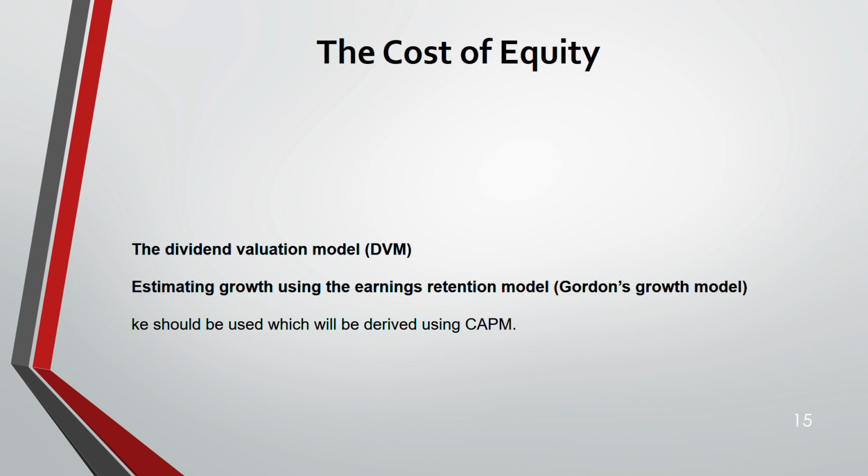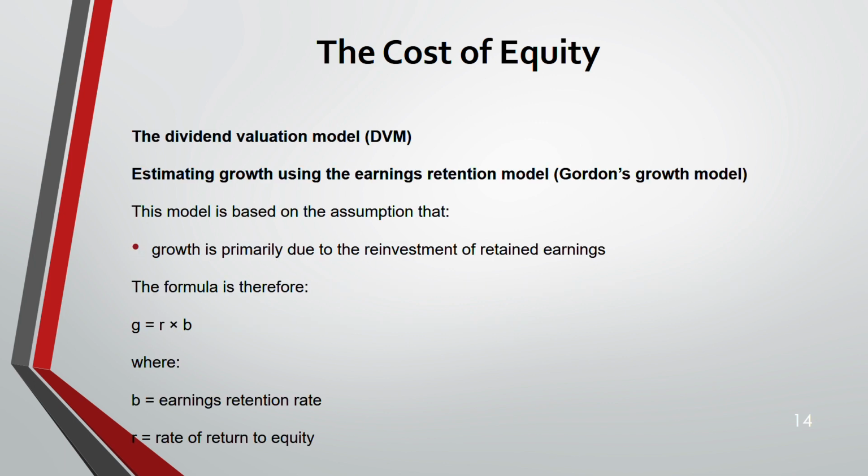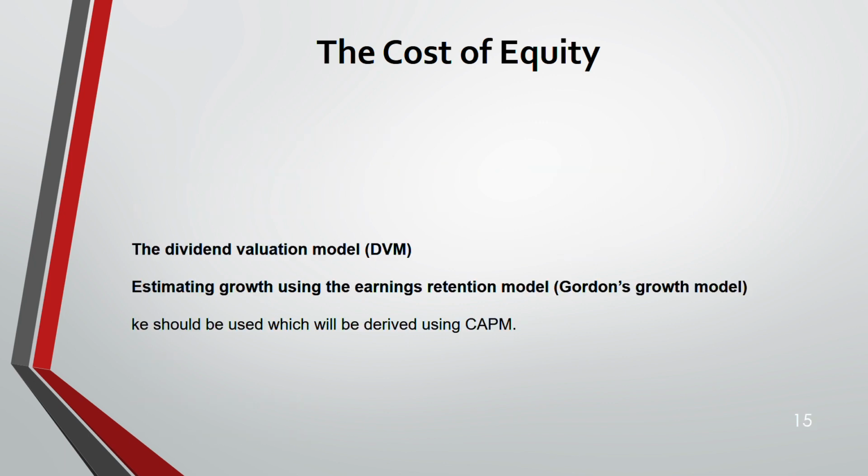KE should be used, which will be derived using CAPM. How are you going to use the cost of equity? Here we said KE, rate of return to equity. How are you going to get this rate of return to equity? Through CAPM only. So for the dividend valuation model, you must have used some part of CAPM, right? That cost of equity, you will get from the capital asset pricing model. Here we are only concerned with this when we are predicting growth.